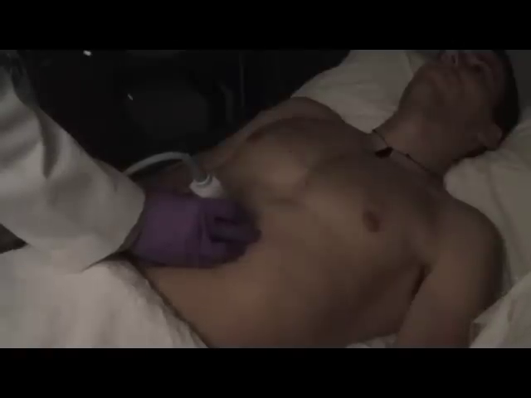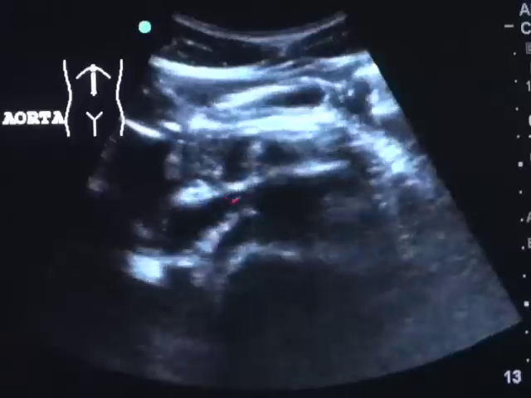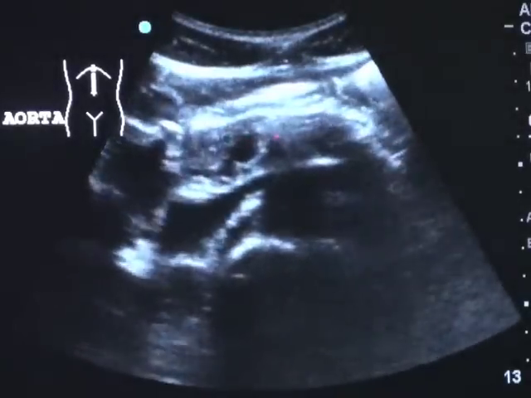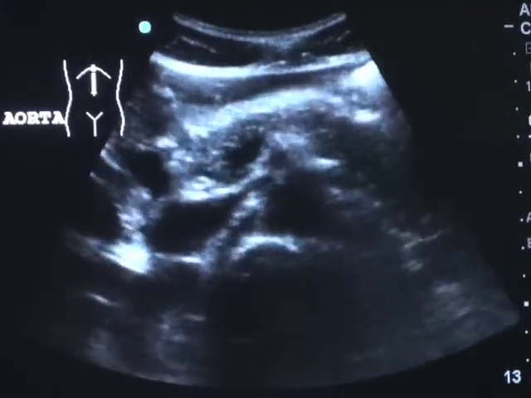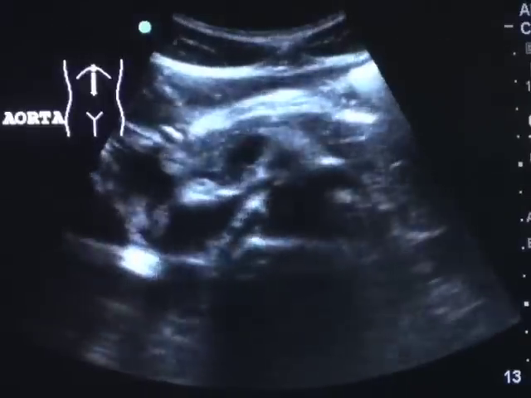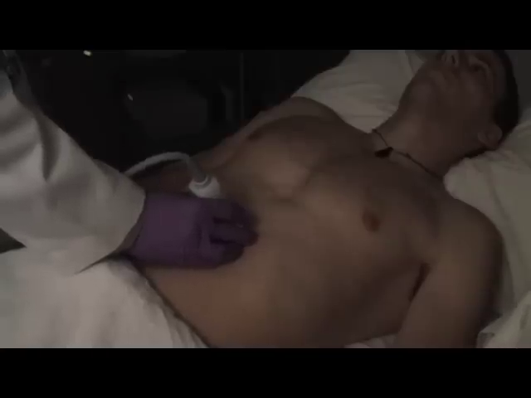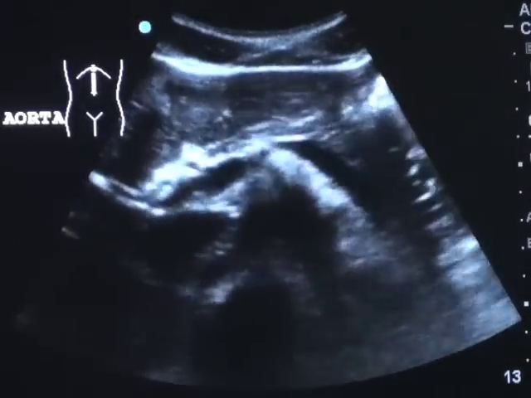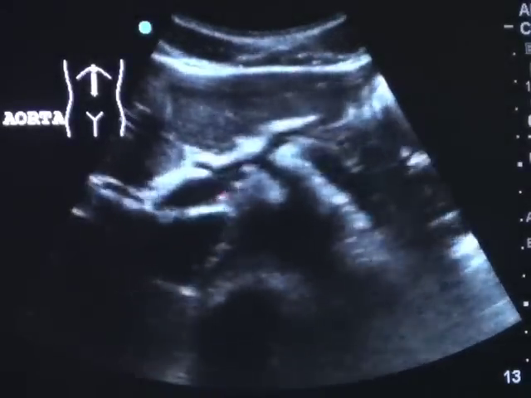Can we go back to that? Right here. Portal confluence, and anterior to the portal confluence is the pancreas. And the pancreas sits in the second loop of the duodenum. If we go superior to that, we can actually see the celiac plexus. This has been termed the seagull sign.